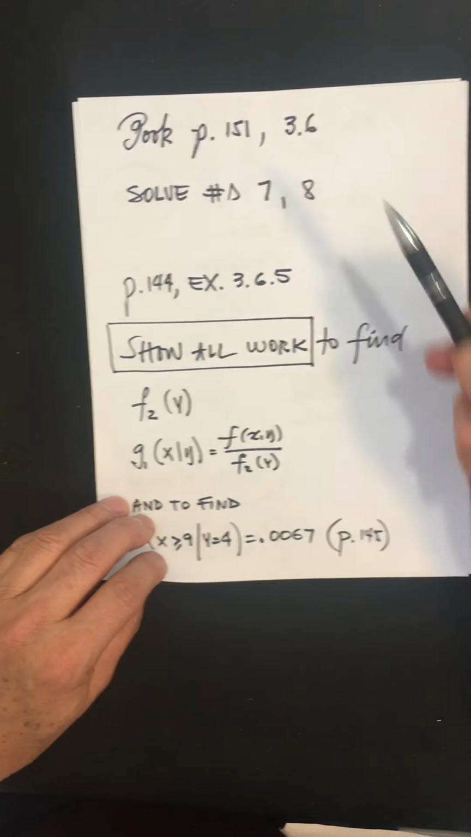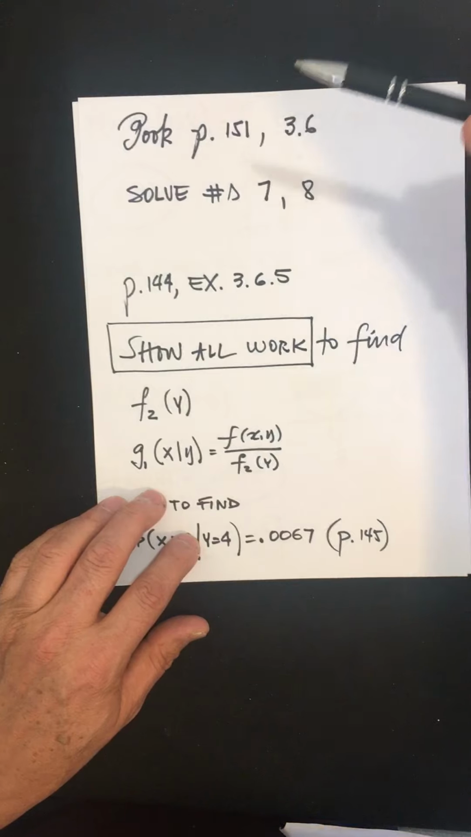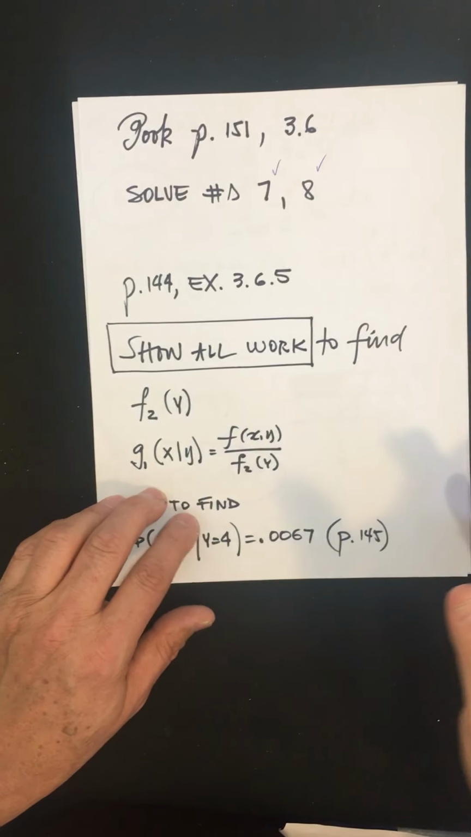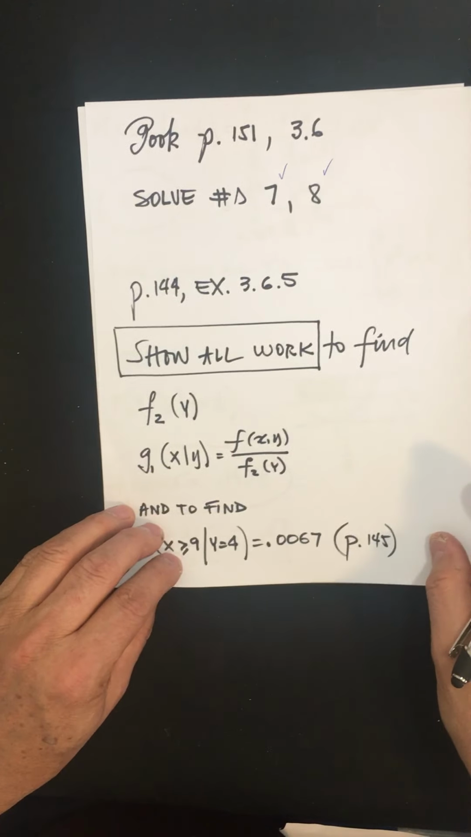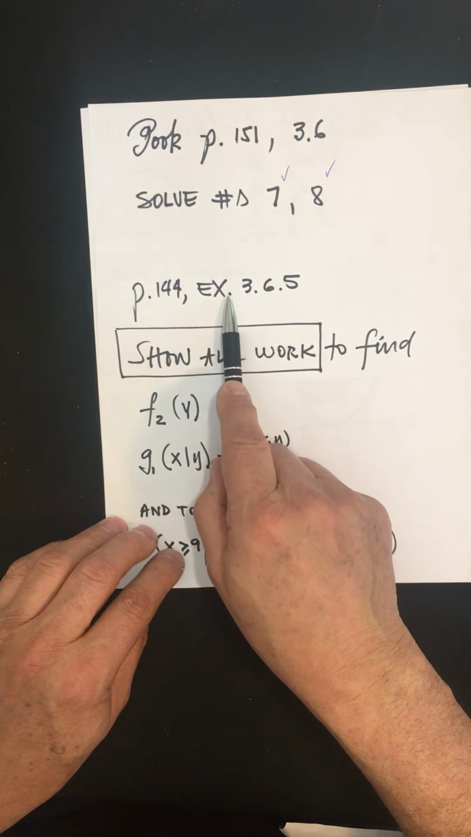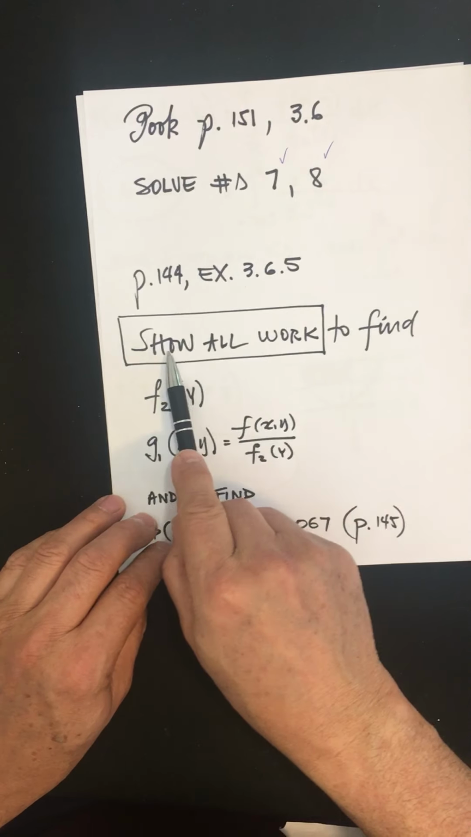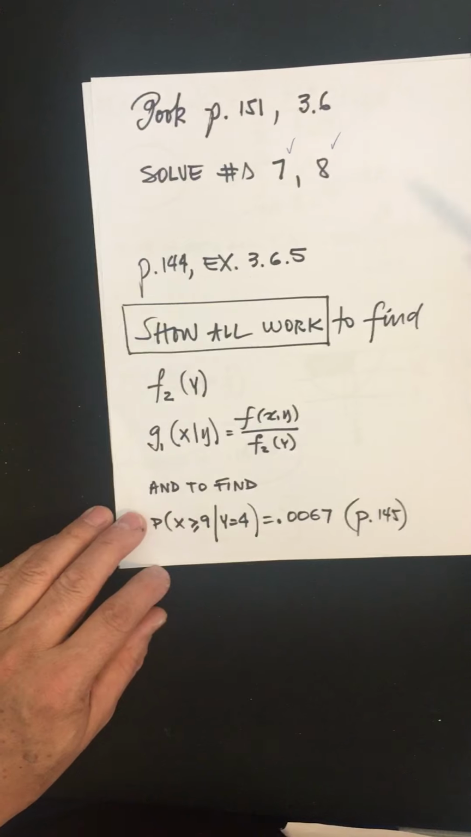In the book, page 151, 3.6, you must solve problems 7 and 8. It's going to take a while. It's nothing you can do in 10 minutes, or even in 15 or 20. Page 144, review example 365. Your job is to show all the work, because the solutions are there.